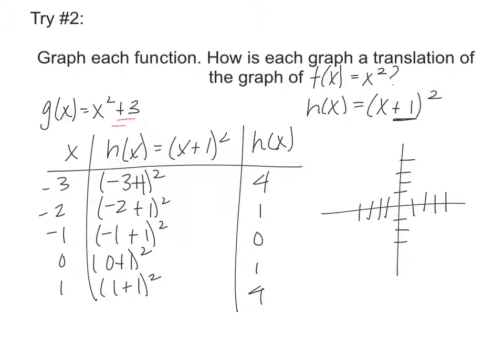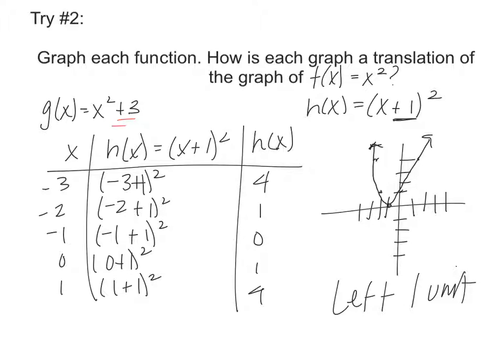All right, so the first one is -3, 4. Next one is -2, 1; -1, 0; 0, 1; and then 1, 4. So it's exactly as I said it would be. That's a little V-ish, but it's definitely a U. That +1 actually shifted our graph to the left. So translated left 1 unit.